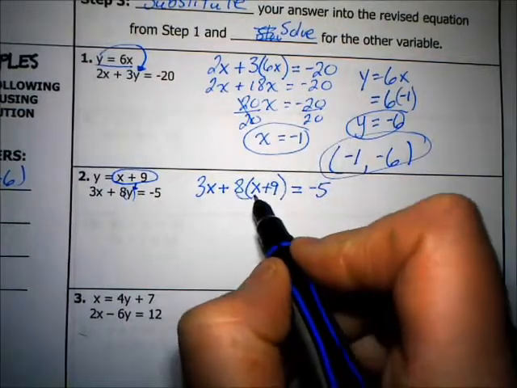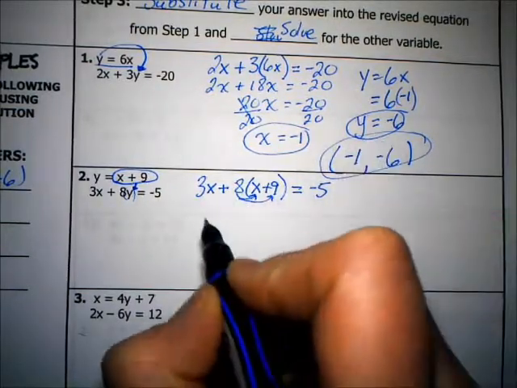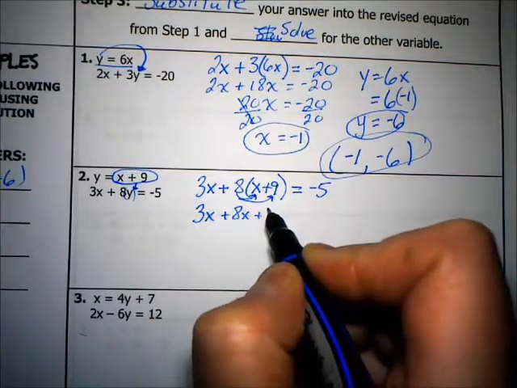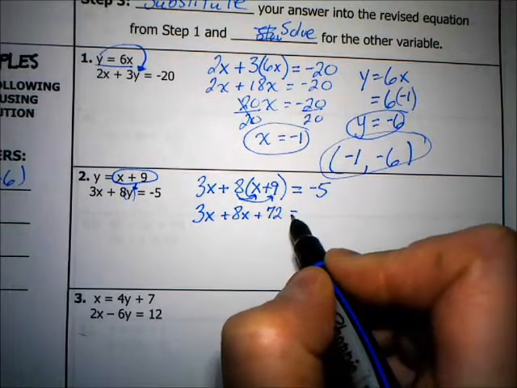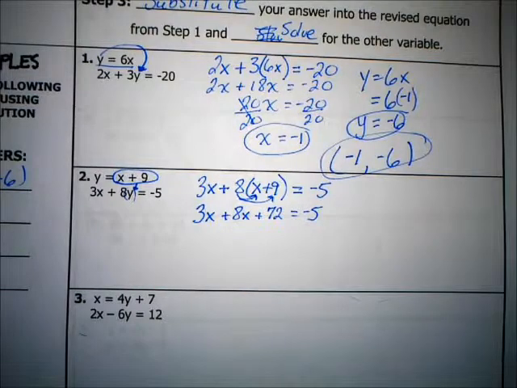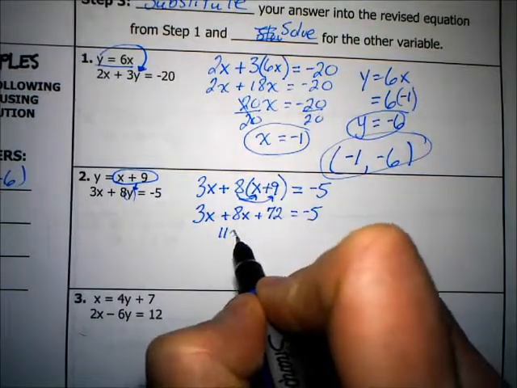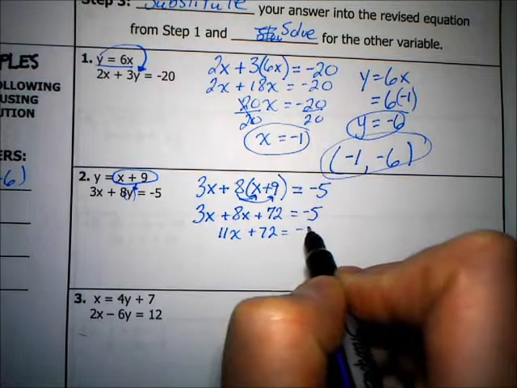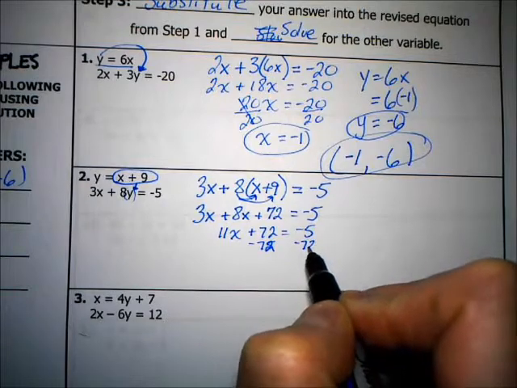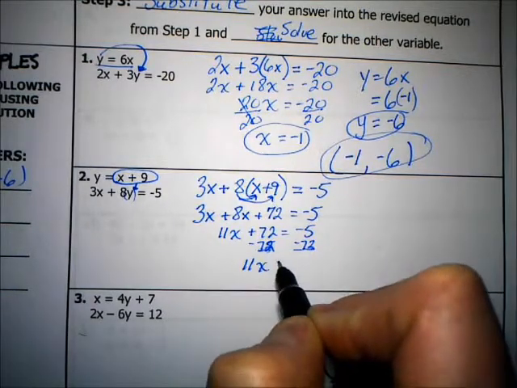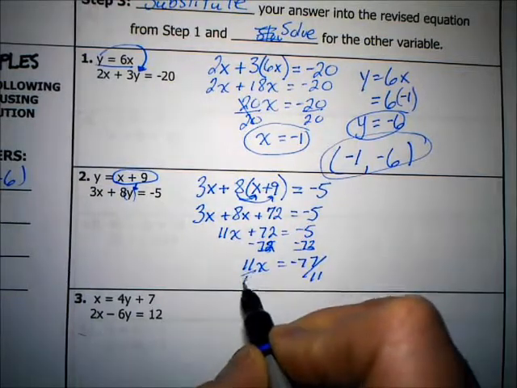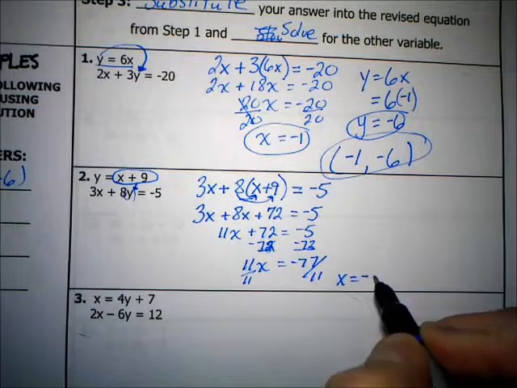Alright, I'm going to distribute the 8 into my parentheses. That way I get 3x plus 8x plus 72 is equal to negative 5. Okay, that gives me 11x's now, plus 72 is equal to negative 5. I'm going to subtract 72. I have 11x is equal to negative 77. If I divide by the 11, that gives me x is equal to negative 7.